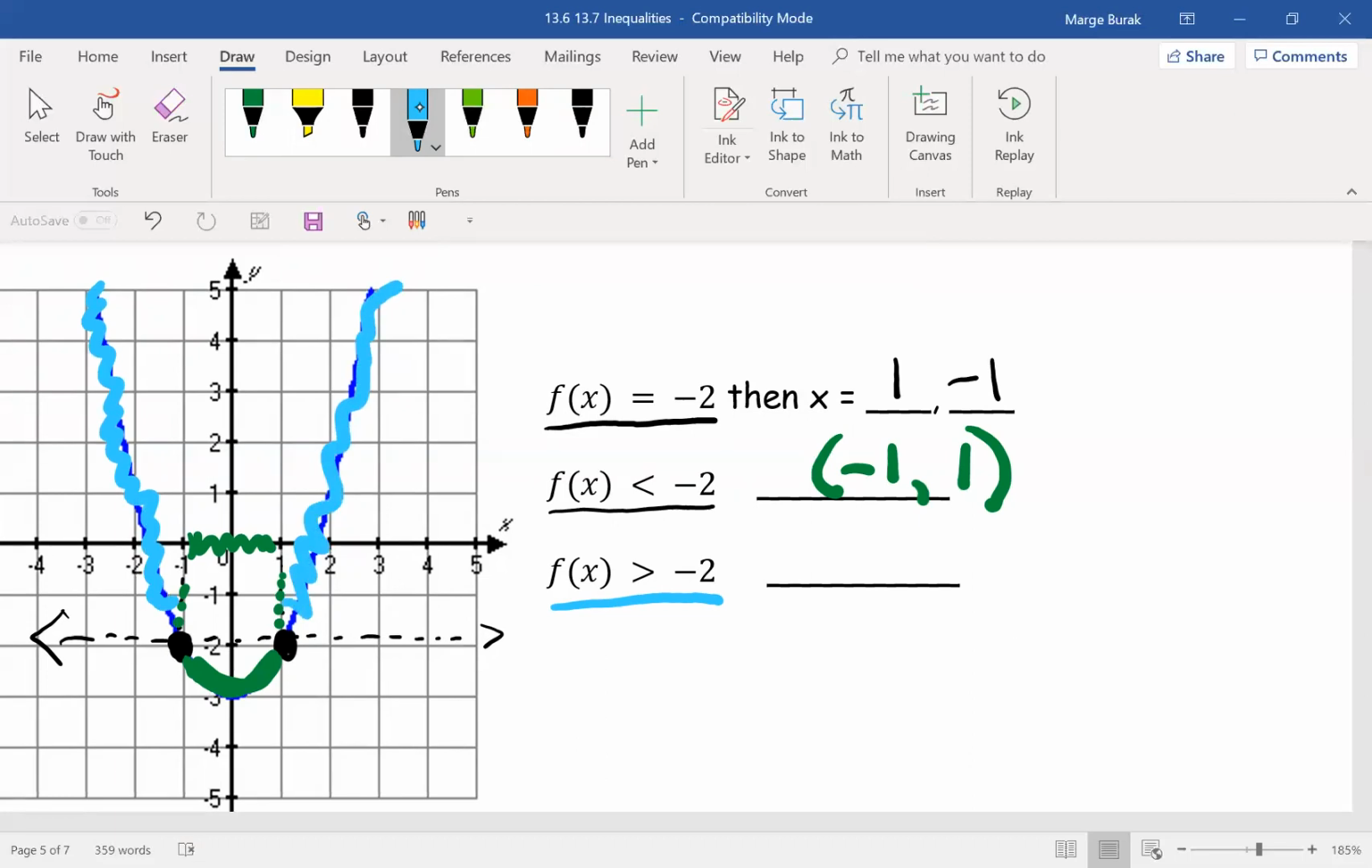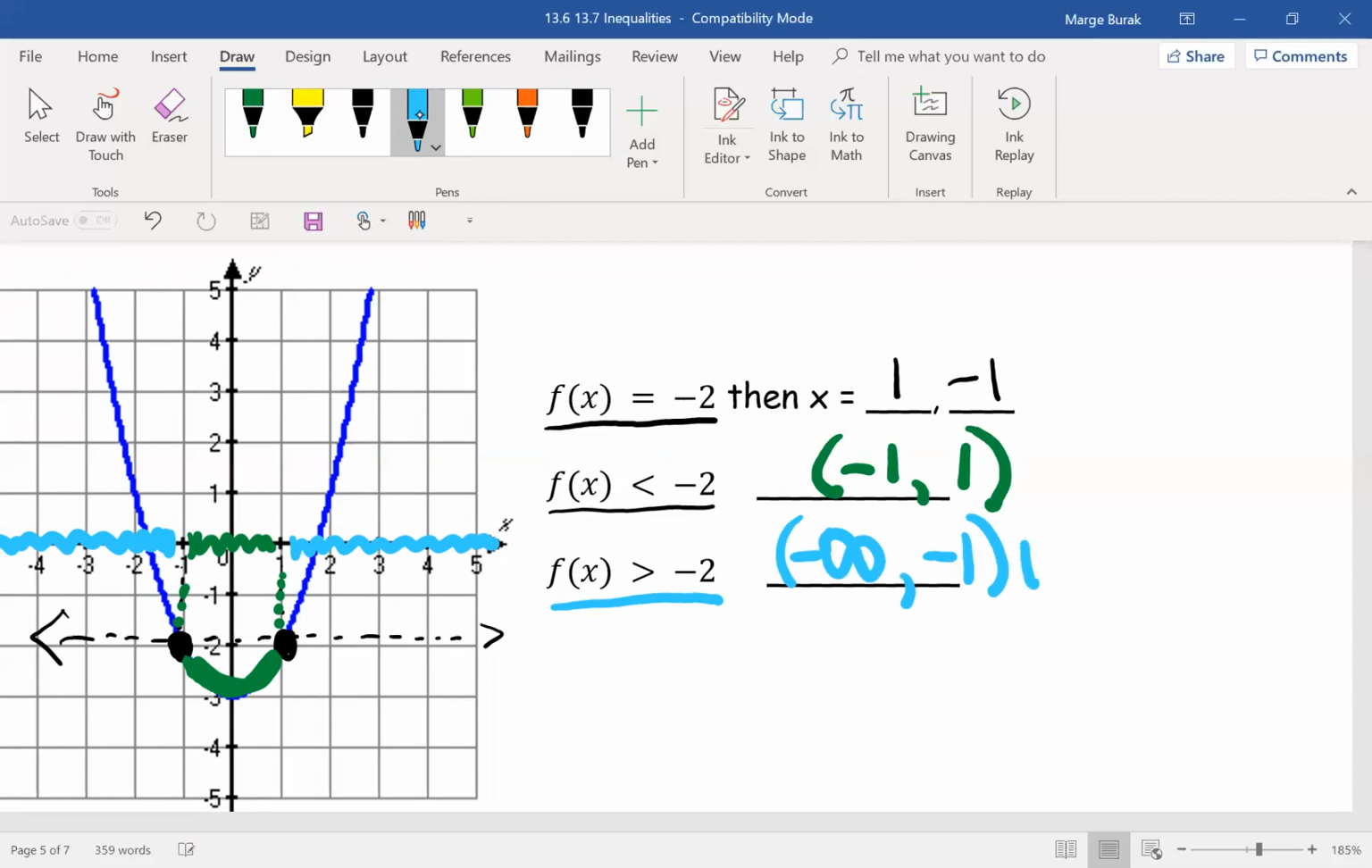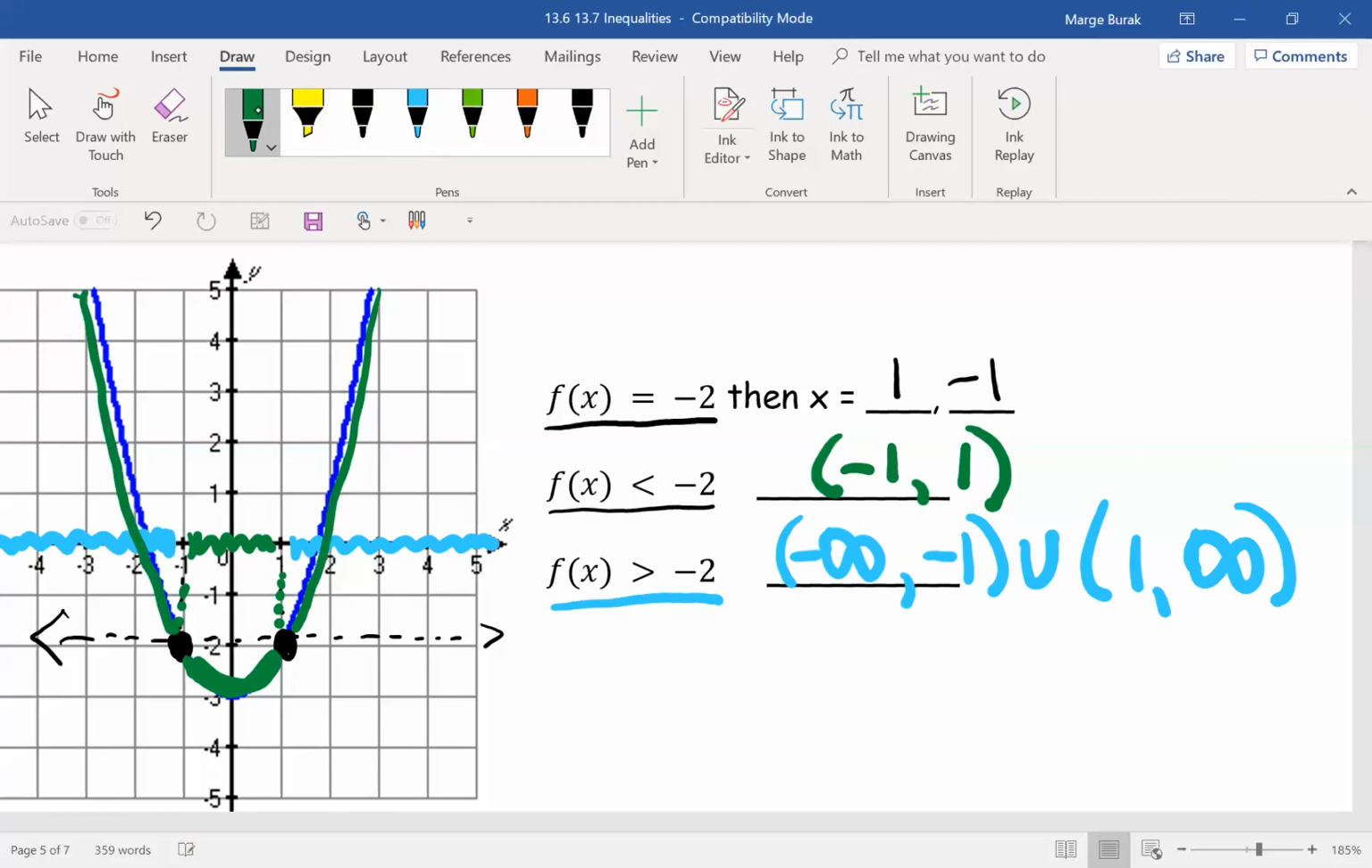So we go to the x-axis. And I've made a mess of it, so I'm going to just take that off. And we look at the x-axis and we say, oh, it's right here. All those x values and all those x values. Now, how do I say that? Okay, -infinity to -1 union 1 to positive infinity. And there we go. So it's above -2 here.